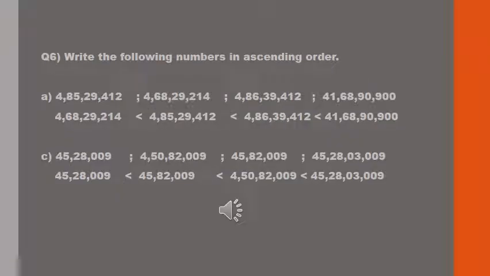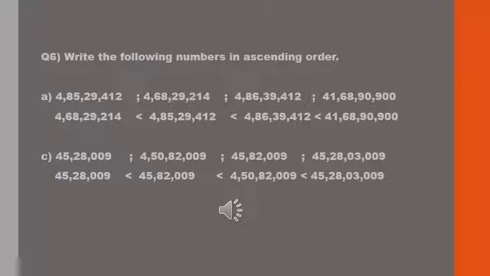Now we'll start question 6: write the following numbers in ascending order. That means first we have to write down the smaller number, then the bigger, then the bigger, and the biggest one. If we talk about the A part, the biggest number, obviously, is the last number. Why? Because in the crore period we have two places, that is 41, and in the rest, the first three numbers, the place at the crore period is only one, that is only 4.